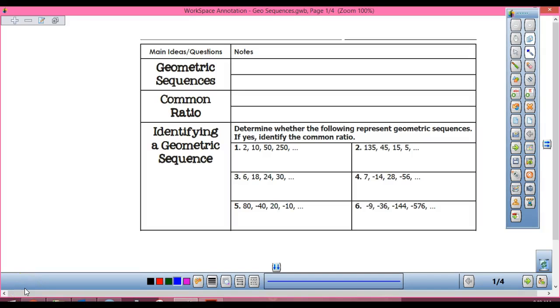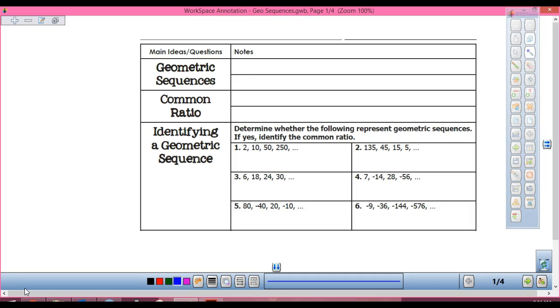Alright, so a couple chapters ago, we did what was called arithmetic sequences. And in those, what were we doing to each term? Remember, in order to determine if it was arithmetic or not, they had to be doing what to each term? Adding or subtracting, yep. Okay, so now with geometric sequences, they're going to be multiplying.